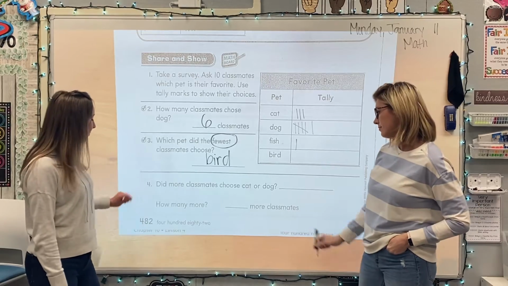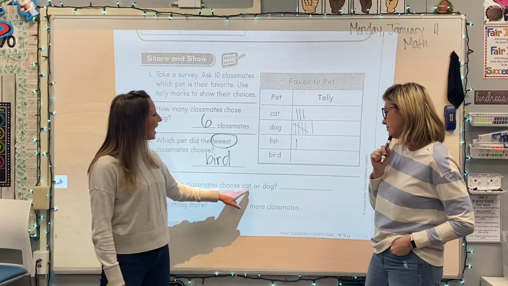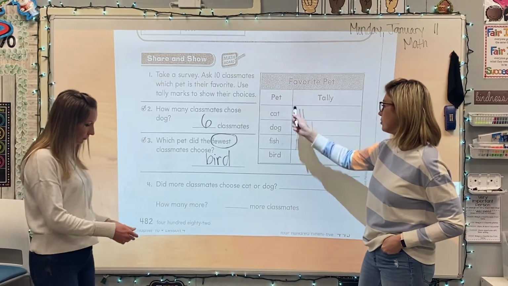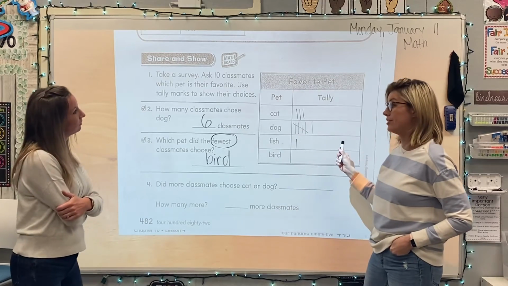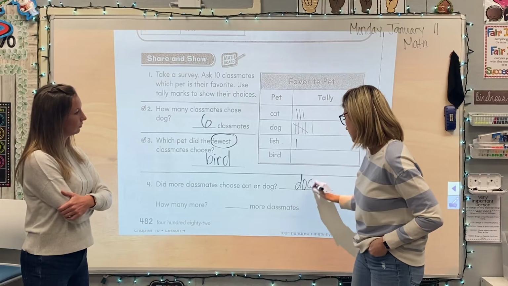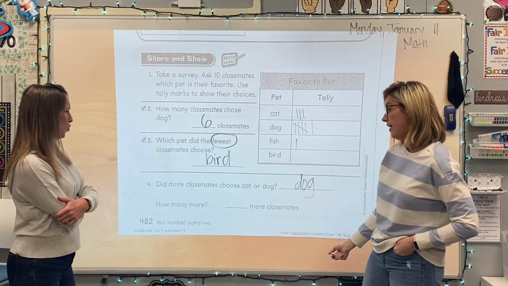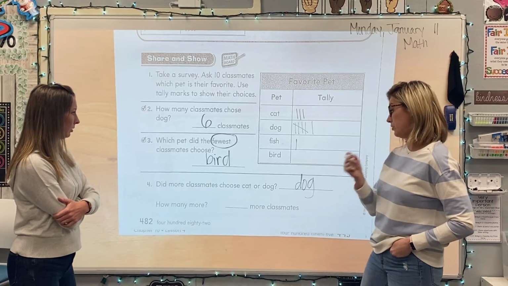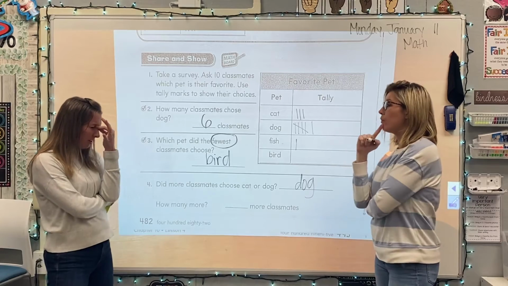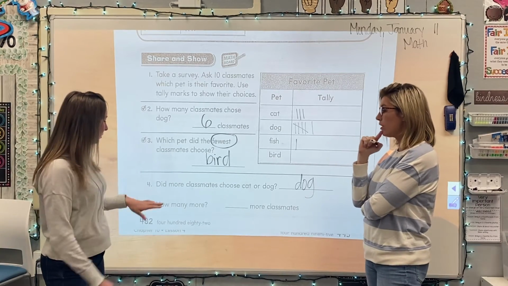Okay, number 4. Did more classmates choose cat or dog? Oh, well, I can see that only 3 people chose cat and 6 people chose a dog. So definitely dog. Okay. Now we have to use that information. This looks like a hard question. How many more students chose a dog than a cat? So we have to figure out what to do. Should we add them together? Should we do a subtraction problem?